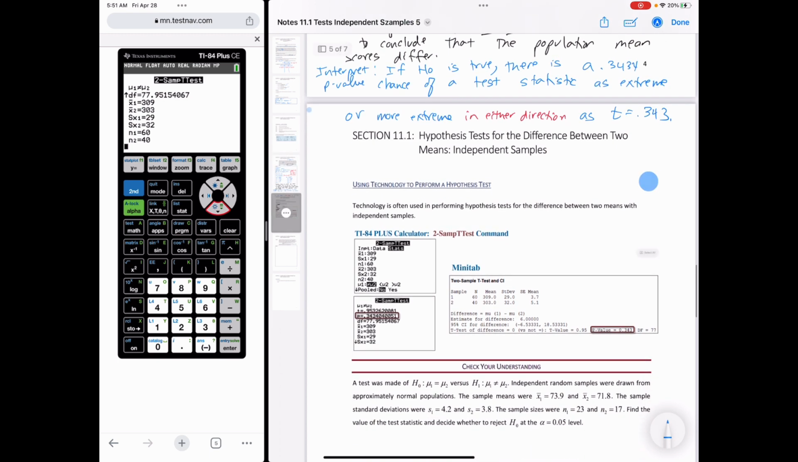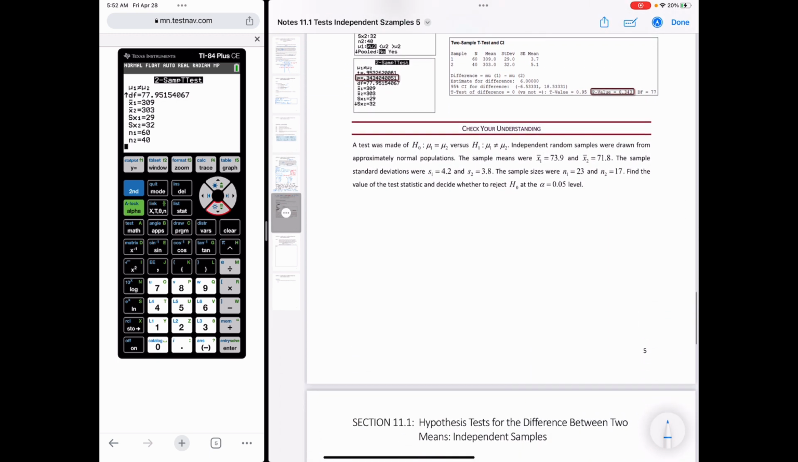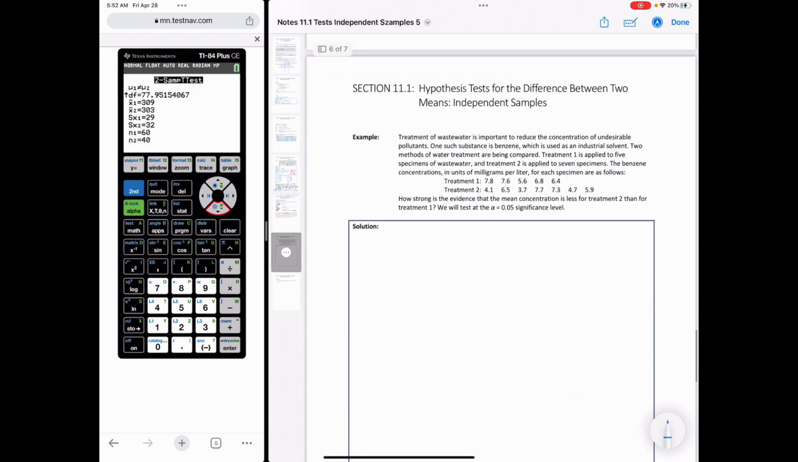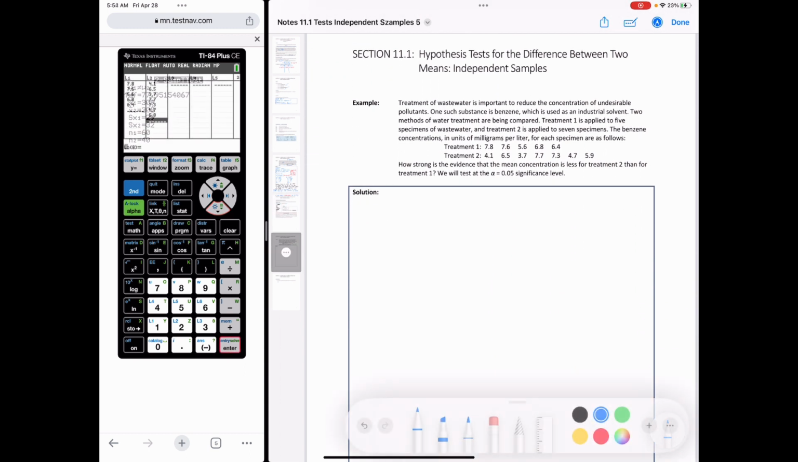I'm going to come back to this page. I want to go to this last page. For this one, pause the video and read the problem and enter the data, treatment 1 in L1, treatment 2 in L2, and turn the video back on once you've done that. As I looked at this problem, I can tell that this is not matched pairs because I don't have the same number of items in each row. It doesn't say anything about going to a household and using treatment 1 and then the next month using treatment 2. This is a 2-sample t-test again.